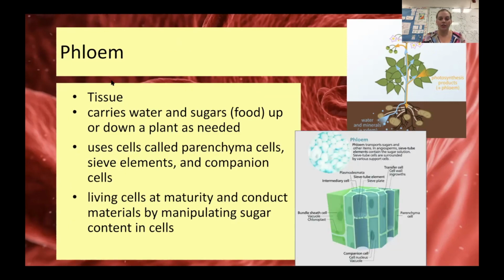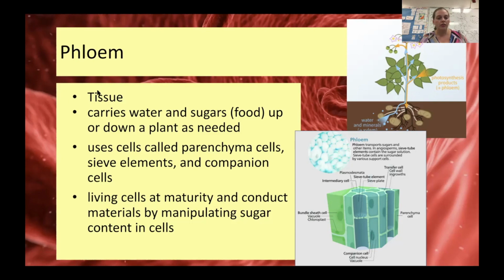Phloem is also a tissue that we see in plants, and tissues are groups of cells that perform a common goal and they can come together to make up organs. So we saw phloem in our roots and our stems, and it is also in our leaves, but I forgot to mention it there.